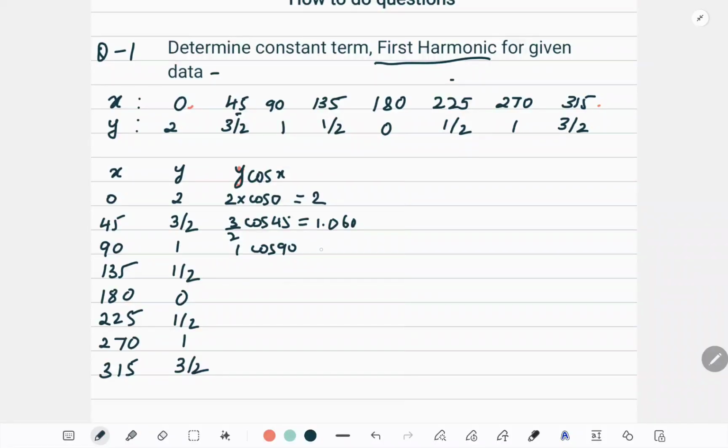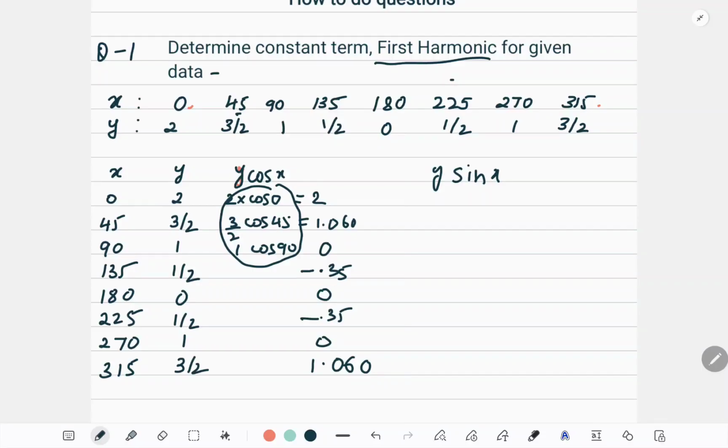1.060, 0, then minus 0.35, then 0, minus 0.35, 0, 1.060. Correct? Then you make the column of y sin x. In the exam, no need to write this down. This I wrote just to explain to you. In the calculator you can directly form this column.